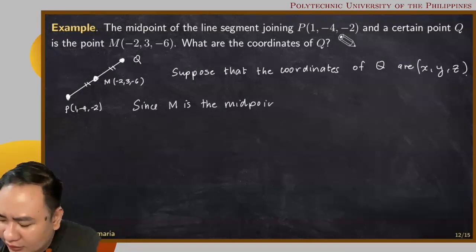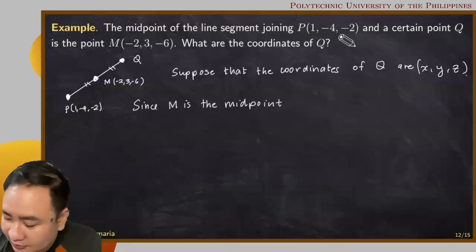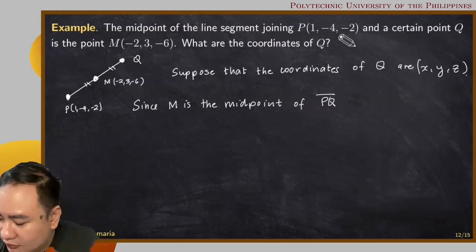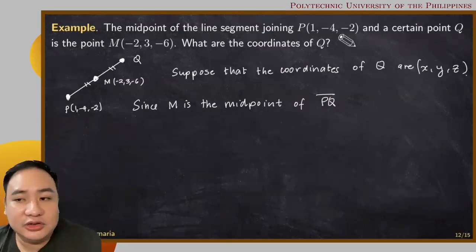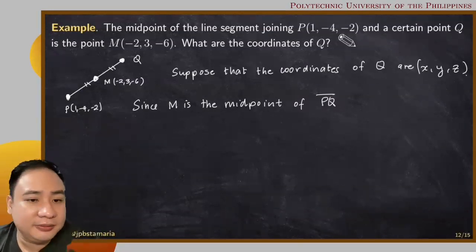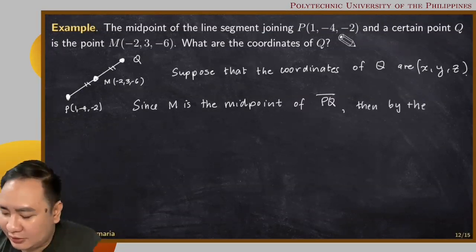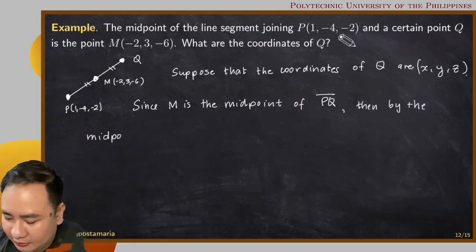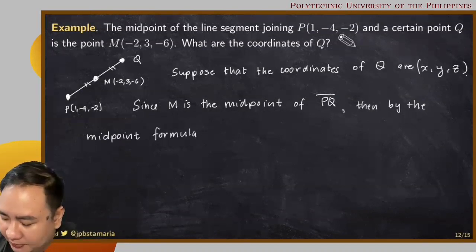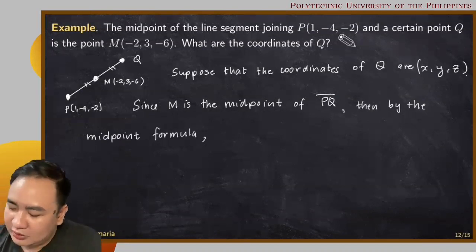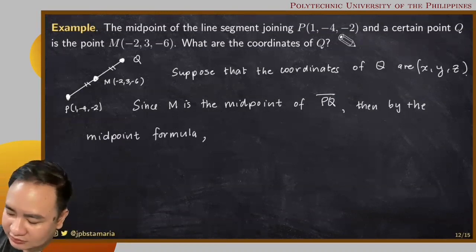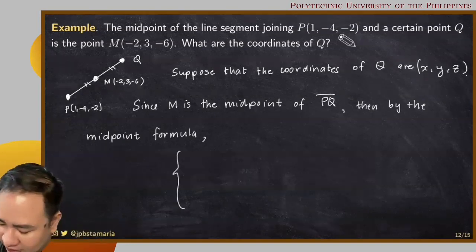Since, lagay natin dito, M is the midpoint. Anong gagawin? Any idea? We shall use the midpoint formula. Then, by the midpoint formula, paano yung midpoint formula? Kapag in-average ko yung x-coordinate ng Q tsaka ng P, lalabas yung mga coordinates ng M. So, meron kang tatlong equations na lalabas, no?